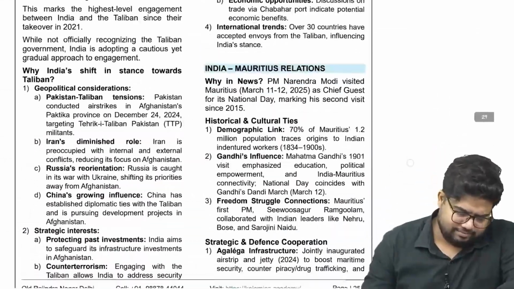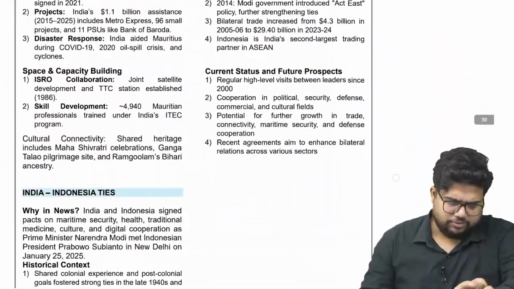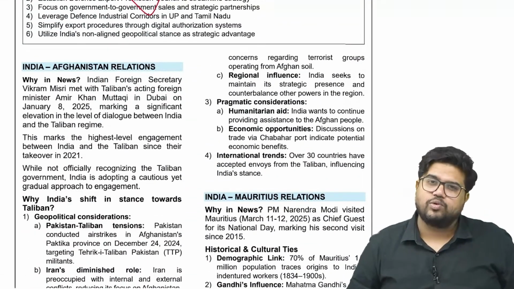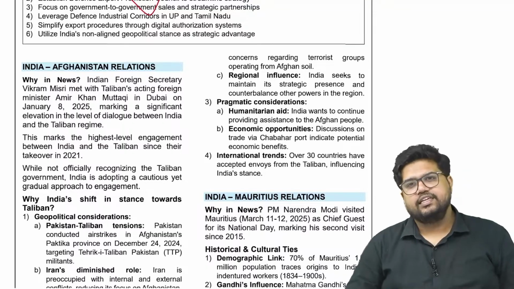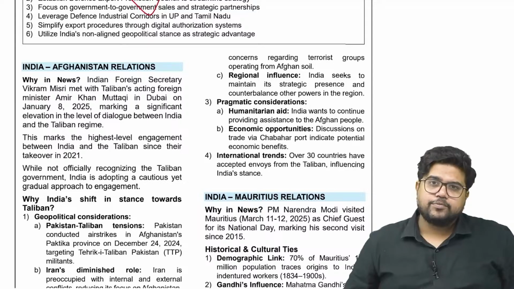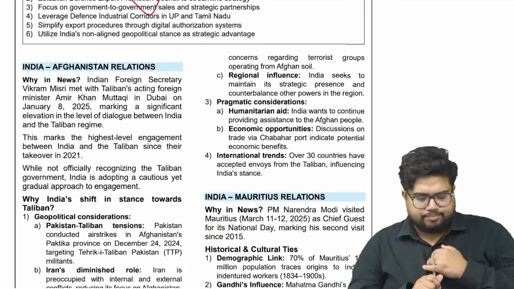India-Afghanistan, again there is not too much depth in India-Afghanistan relations. One thing you might have noticed is Afghanistan is one country which kept very close with India during the conflict that was going on with Pakistan. So in that context, you can prepare some aspects.